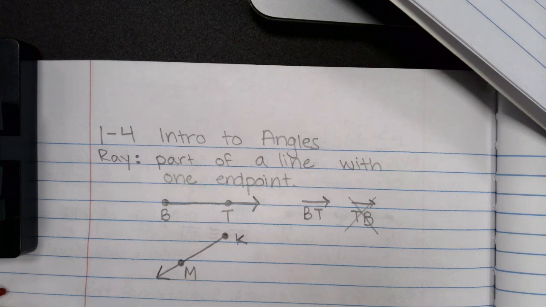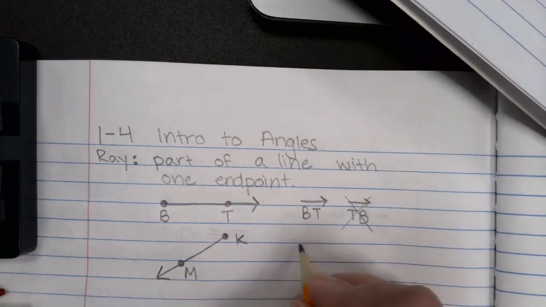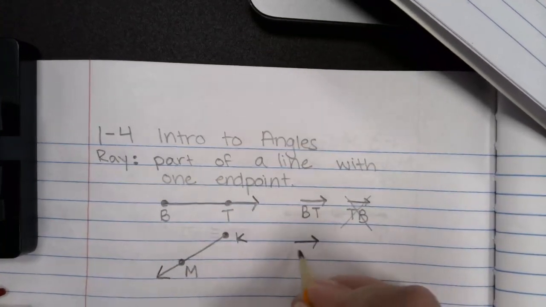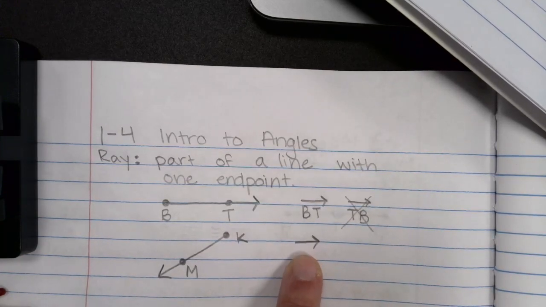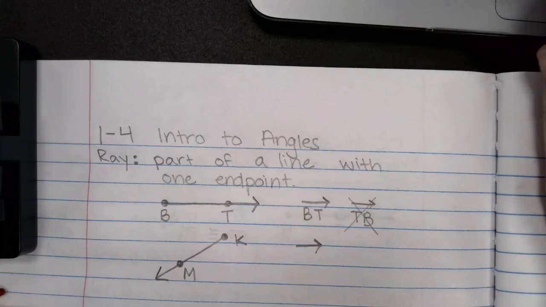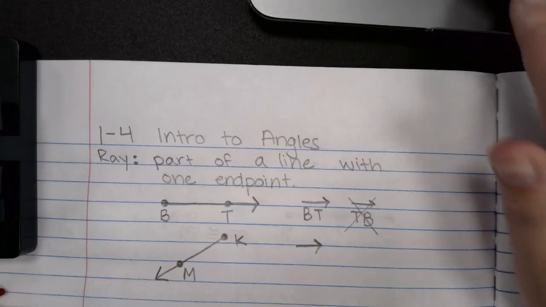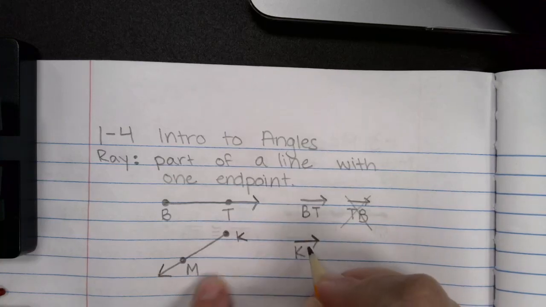So these ones might be easy for us to name because we drew them. So when we drew them, we thought about the starting point and where it's going. But when you look at a ray, that's what you want to think, is when you name that ray, you have to think, where is that starting point? How is that going to start first? So in this ray, where would we start? K, and then it's going to go through M.